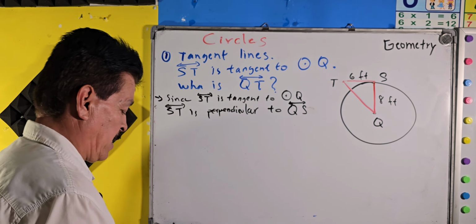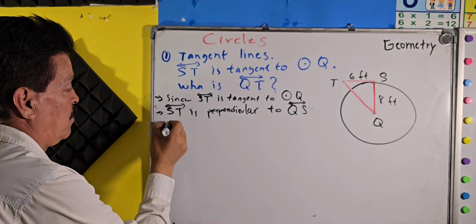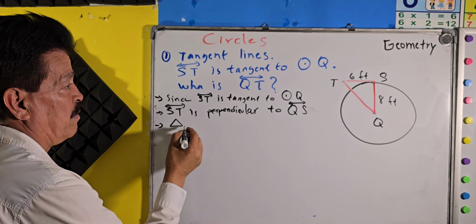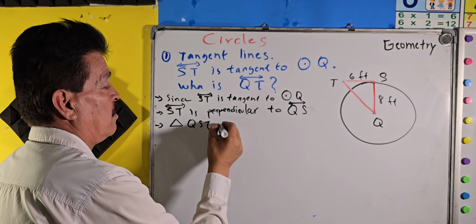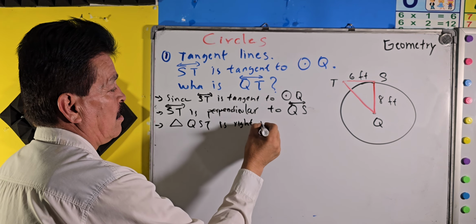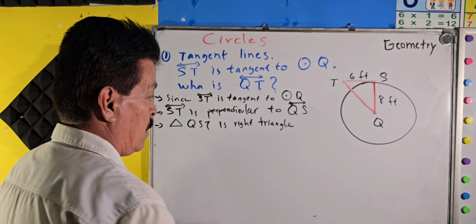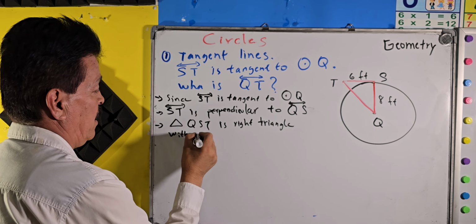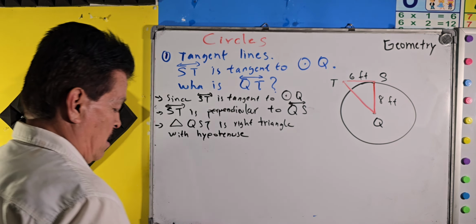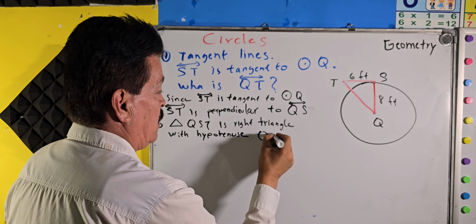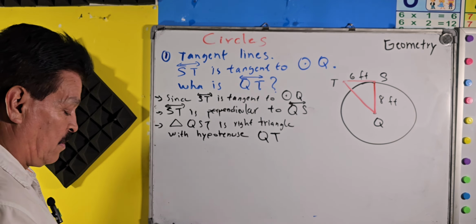Important to write it. The third point: the triangle QST is a right triangle with hypotenuse QT. Remember, we have to find the hypotenuse.